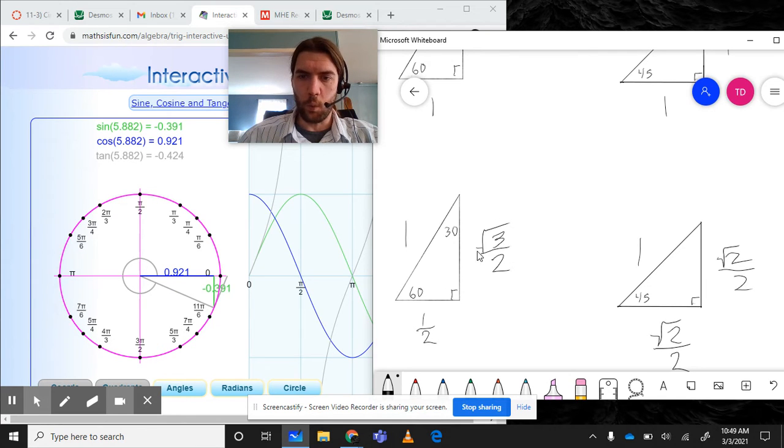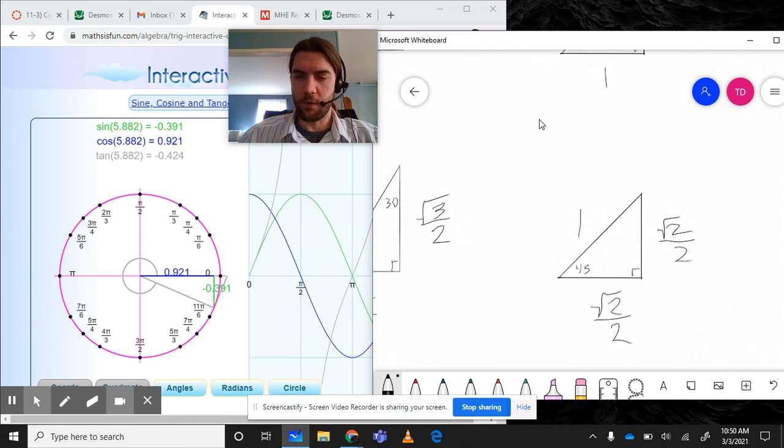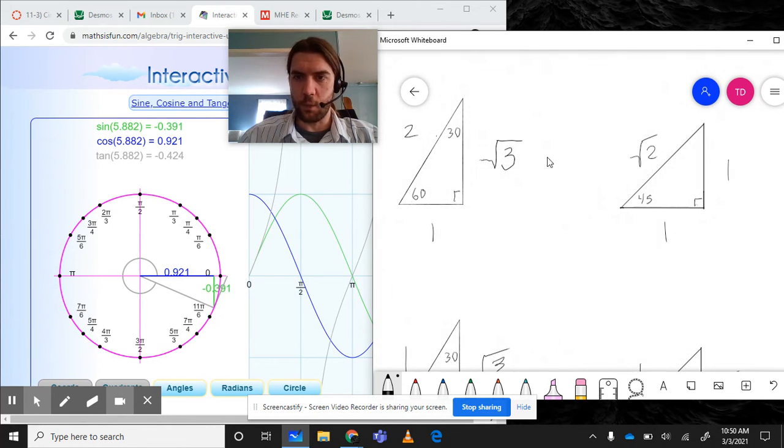Then you can solve out what this one needs to be using Pythagorean theorem. Same story over here. We do 1, 1, and this has to be square root of 2. Then we can kind of move to this triangle. So I sort of suggest starting with these ones because these are the ones where it's much easier to look at and know that these numbers satisfy Pythagorean theorem.